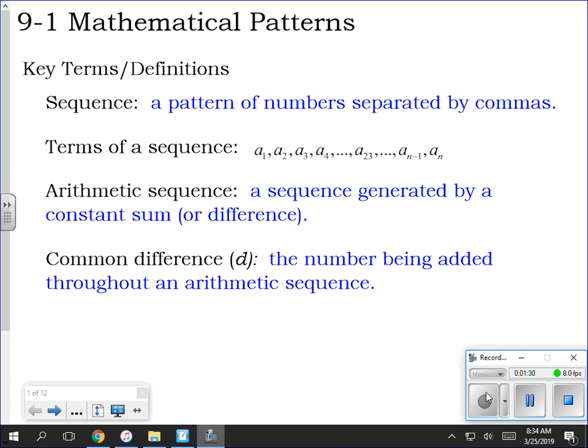Sometimes it could be 1 term, it could be 10 terms, it could be 100 terms. The nth term is how many terms there are in there, or what term number you're talking about if you don't know what term number that is.